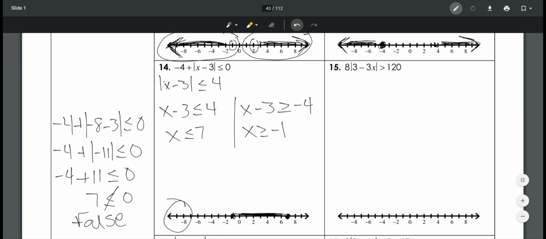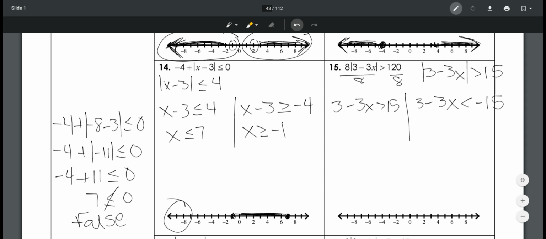In number 15, we need to isolate the absolute value, so we're going to have to divide both sides by 8. You cannot distribute that 8. I know it's tempting, but these are not parentheses. This is absolute value, and they are a little bit different. So I'm going to divide both sides by negative 8. I get absolute value of 3 minus 3x greater than 15. Now I'm ready to set up my two scenarios, 3 minus 3x greater than 15, and 3 minus 3x, flip my symbol, change my sign.